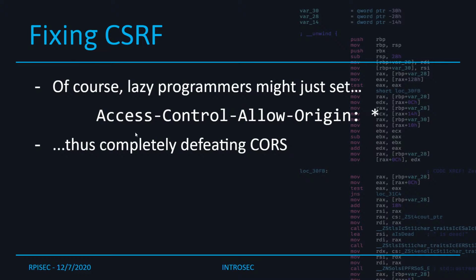Now, unfortunately, lazy programmers may go into Stack Overflow and see, oh, I can just set this header, Access-Control-Allow-Origin: *. Now every website can load data from me. That's great. And they have completely defeated CORS, ruined everything, and it's totally useless now. So, watch out for that.